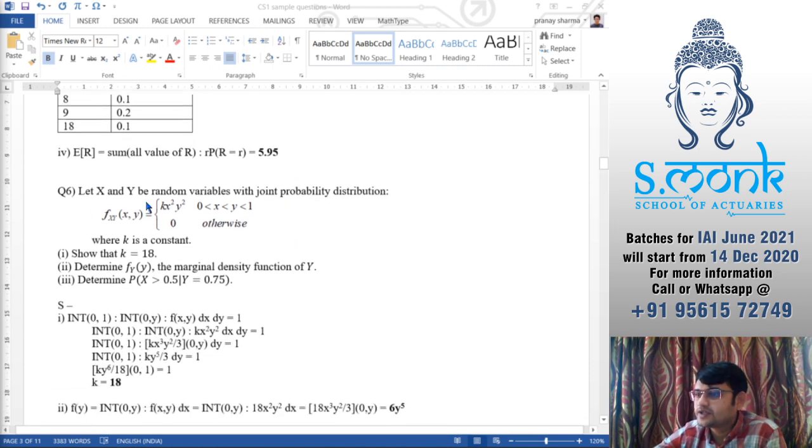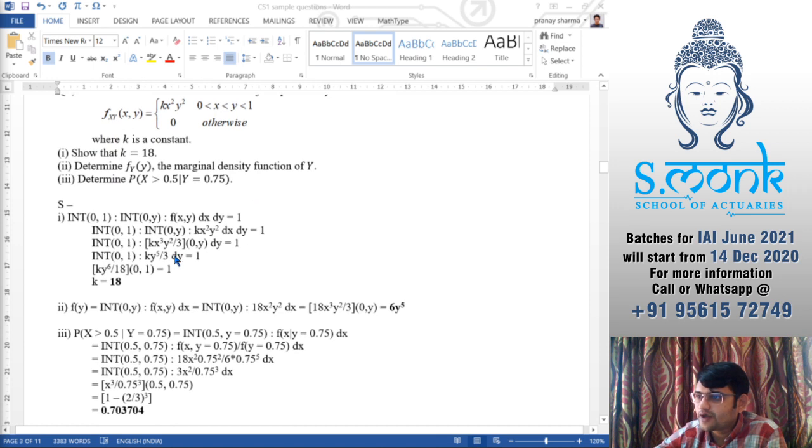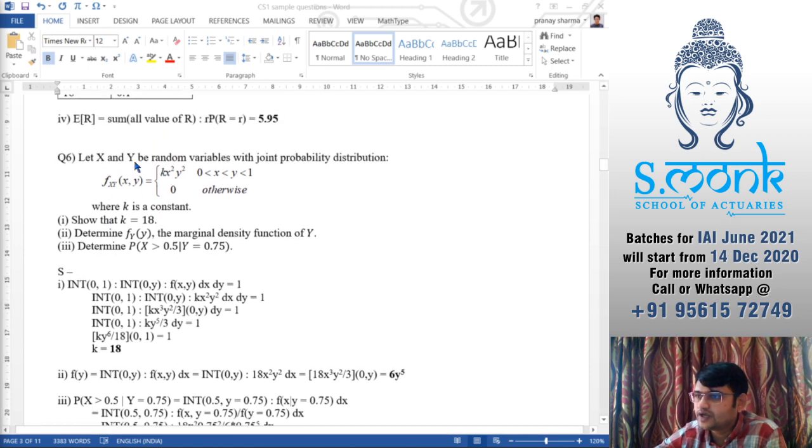I've taken a similar kind of question here where our limits were dependent on each other. So this is how I have written the integration part. Now see, they are saying show that k is equal to 18. That means we'll have to double integrate to show that it is equal to 1, the sum of all probabilities.